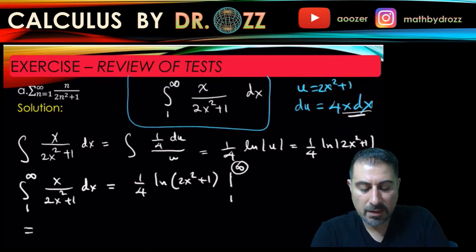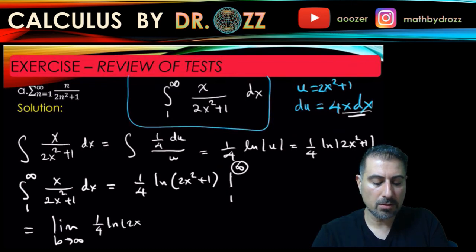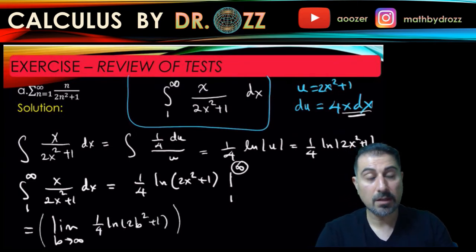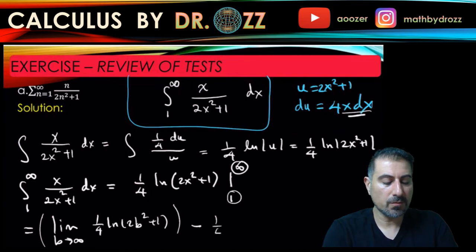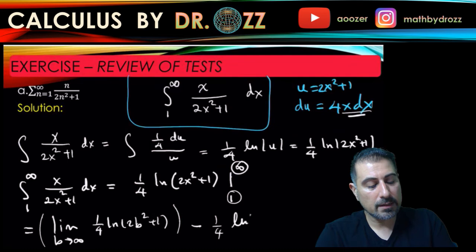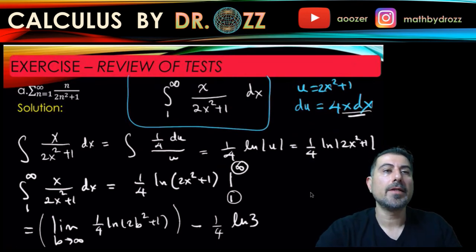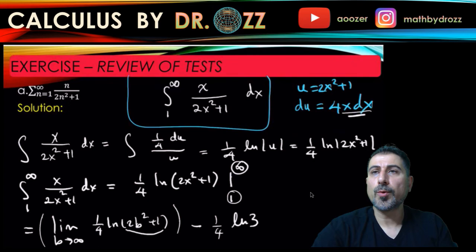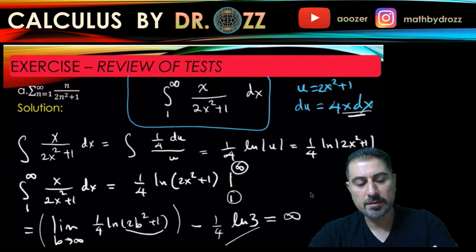Okay, so what does that mean? We had several examples earlier. So limit as b approaches infinity, 1/4 ln of 2b squared plus 1, with b plugged in. Okay. That takes care of the upper limit plugged in the limiting sense, minus, I'm going to put the lower limit in, so 1/4 ln of 2 times 1 squared plus 1, that is ln 3. Okay? So let's try to handle this limit. Well, the ln function approaches infinity, especially when the inside of ln approaches infinity. So regardless of this number, this limit is infinity. So when this limit is infinity in the integral test, then the infinite series is divergent.